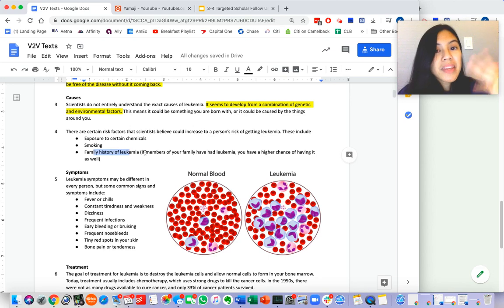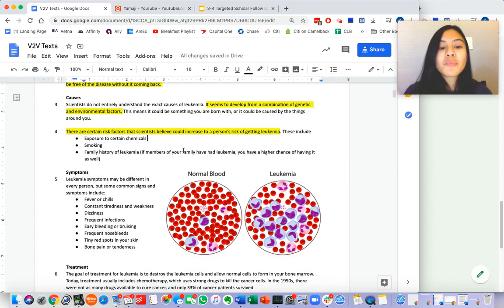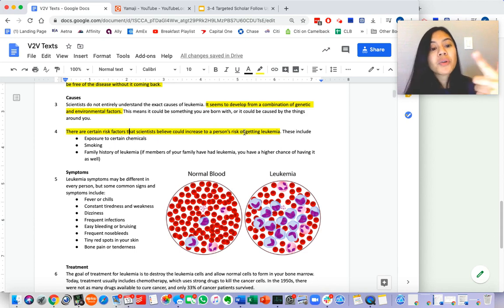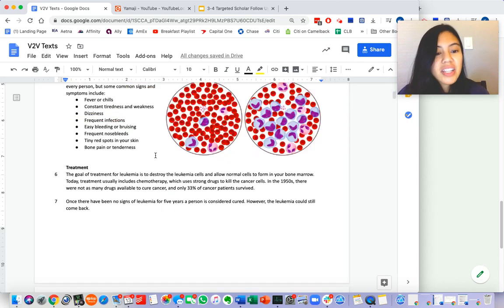Scholars, I think that this first sentence tells me what the rest of this part was about. It explained the risk factors that could exist, either what you're born with or what's around you, that can cause you potentially to get leukemia. Let's read the next section.